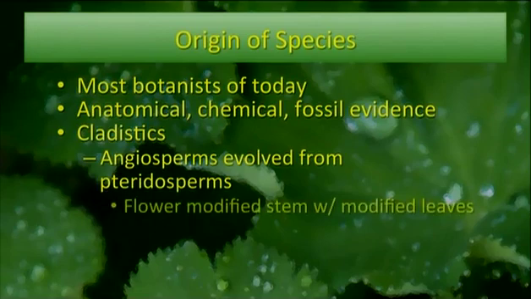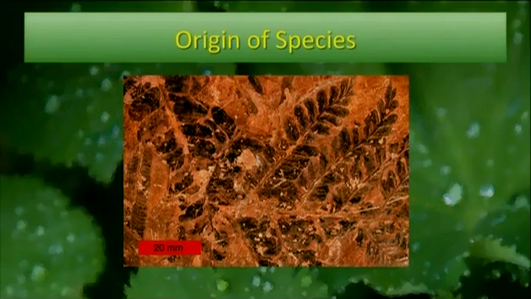And the flower is a modified stem with modified leaves. Remember what Goethe said, alles ist Blatt? It's all leaf. That's what the flower is. It's actually a modified short shoot axis with modified leaves. So here's a look at a seed fern fossil that you've seen before, a very nice fossil, showing the compound leaves of this plant.